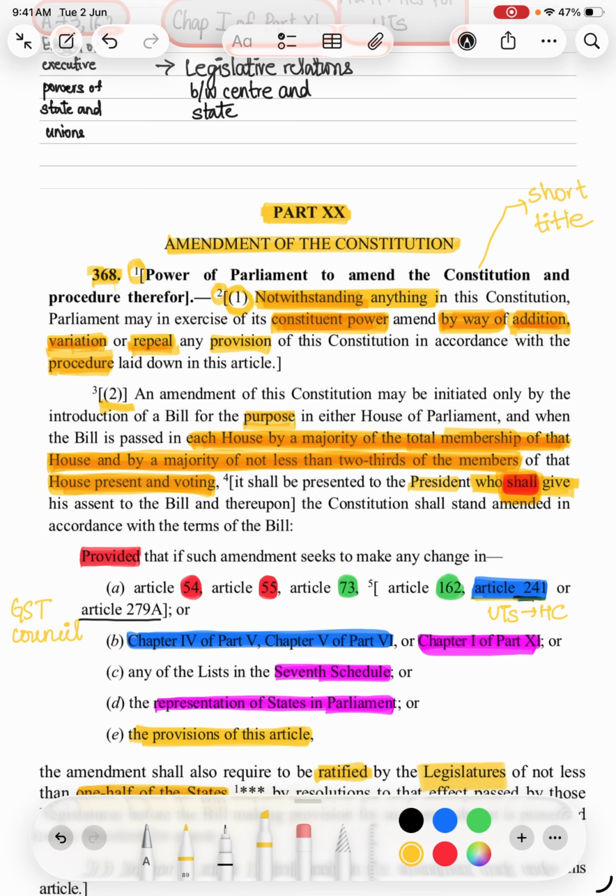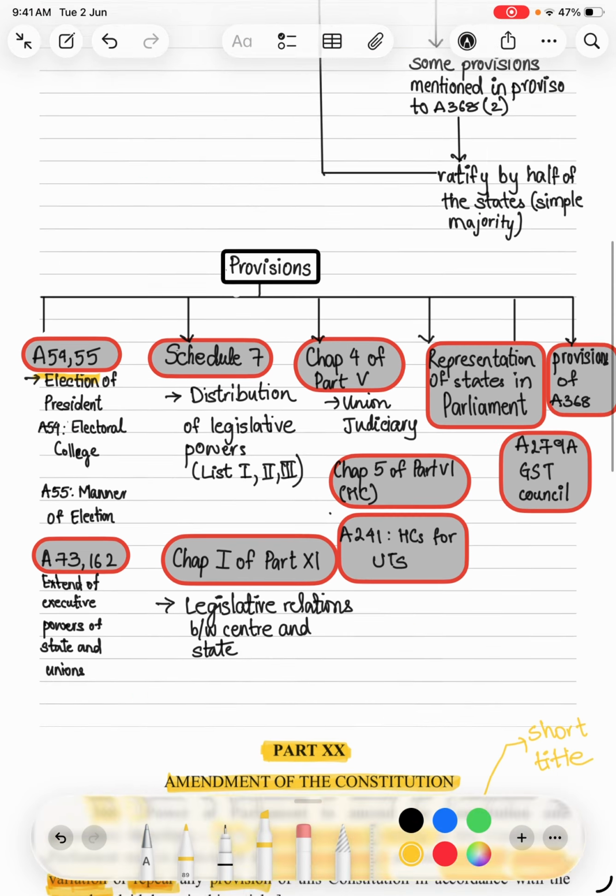The total membership, what is the membership of that house, what are the total number of seats there are. That majority means half of that number it should have. And also the majority of not less than 2/3 of members present and voting. Whoever are present and voting, of them 2/3 of that member should be present and voting. Okay, this is the thing.